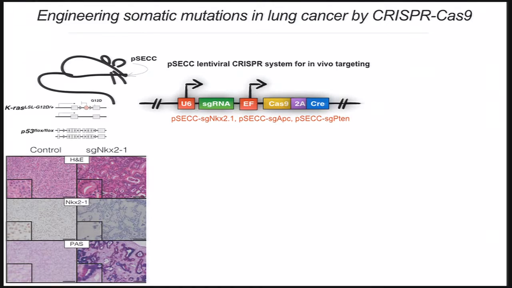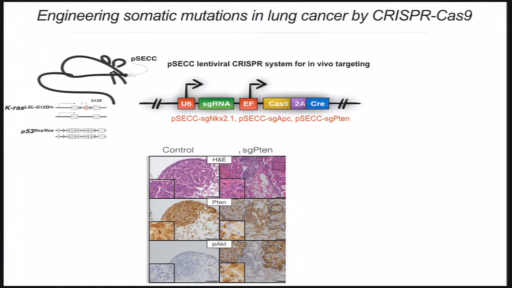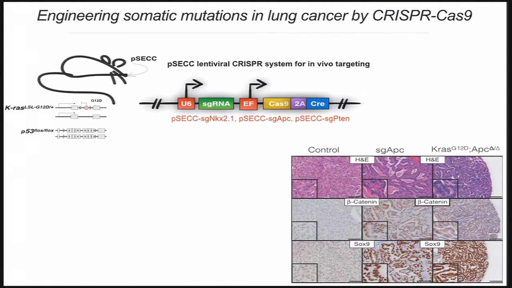The histology of these tumors is representative of what we'd expect based on our knowledge of the mutations. NKX2.1 deficient tumors create mucinous histology, as demonstrated here. The PTEN deficient tumors create increased nuclear beta-catenin, increased phospho-AKT staining, and increased activation of the PI3 kinase signaling pathway, and APC-deficient tumors show increased nuclear beta-catenin, as well as expression of SOX9, indicative of a change in the differentiation state of these tumors.